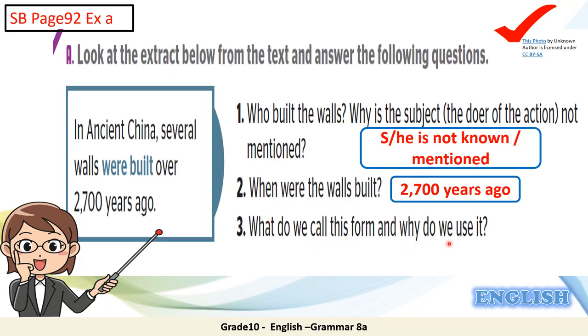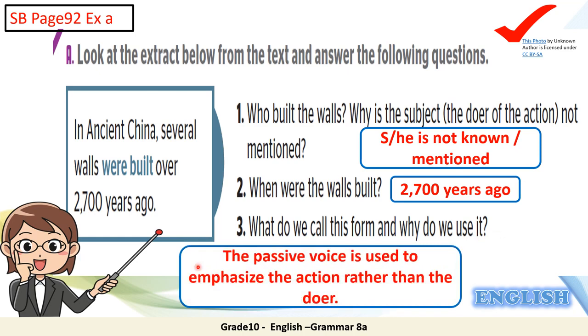What do we call this form and why do we use it? Excellent. It's the passive voice. Use it to emphasize the action rather than the doer. Here, the action of building the wall is more emphasized than the doer of the action.